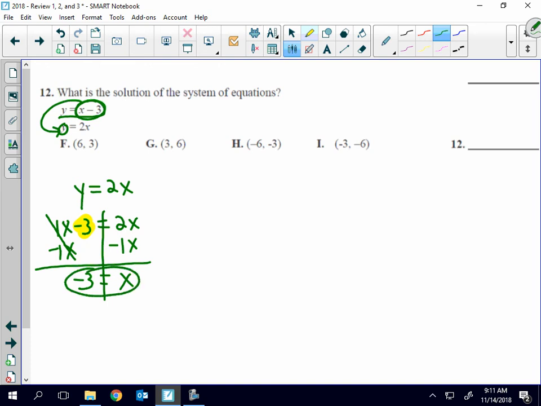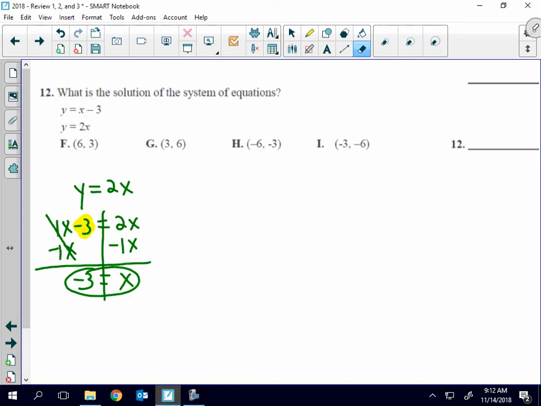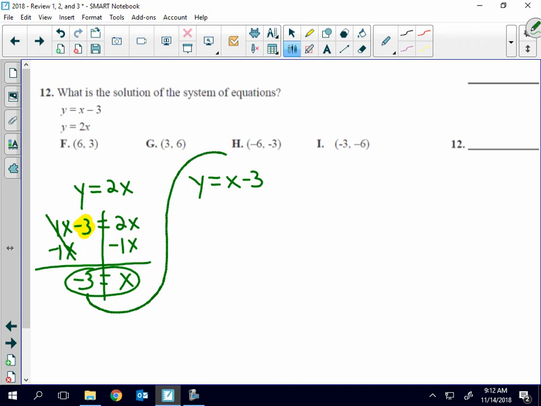But we want the whole ordered pair. We want the x and the y. So now I'm going to take my original equation. Let me erase this so you can see it better. I'm going to take that top one. It doesn't matter if you use the top or the bottom. Y equals x minus 3, that top equation. Now I'm going to plug in negative 3 for this x. So let's rewrite this. Instead of x, we're writing negative 3. And then, of course, we have minus 3. And negative 3 minus 3 is negative 6.